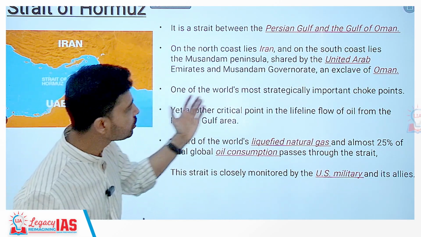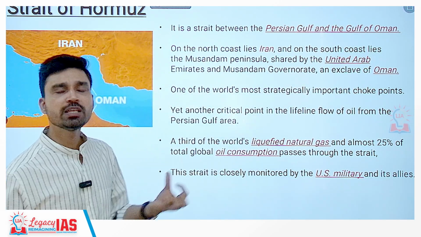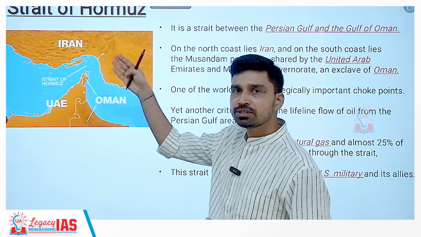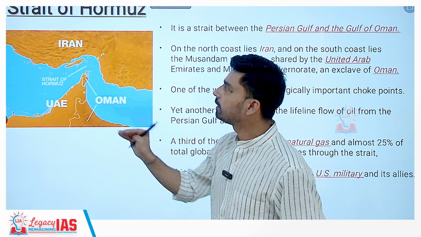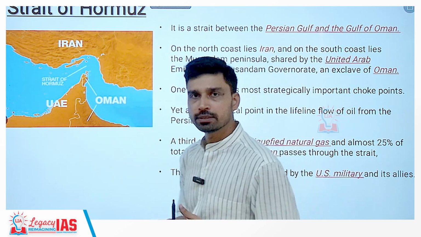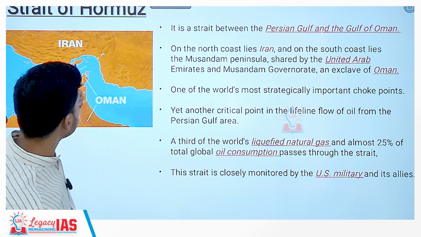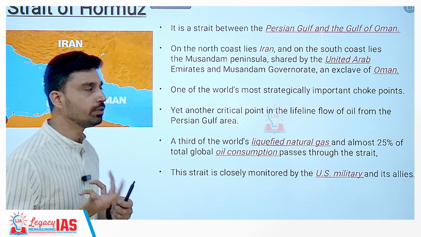It is one of the world's most strategically important choke points, especially if you look at the geopolitical conflict and tensions that occur in these areas very frequently. We know that Iran and the Arabian countries are generally in confrontation with each other, and that is why it makes it one of the most volatile regions of the world as well.